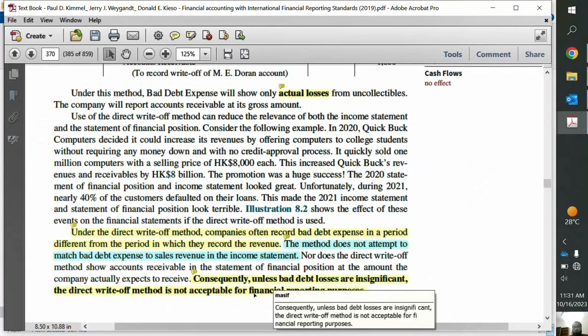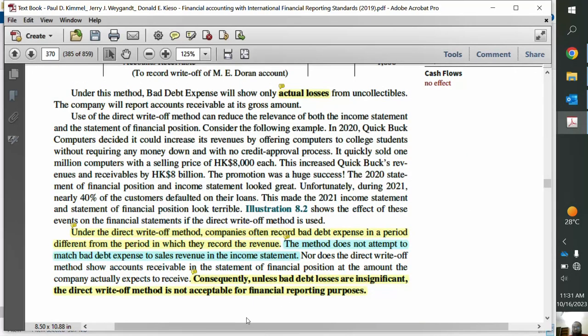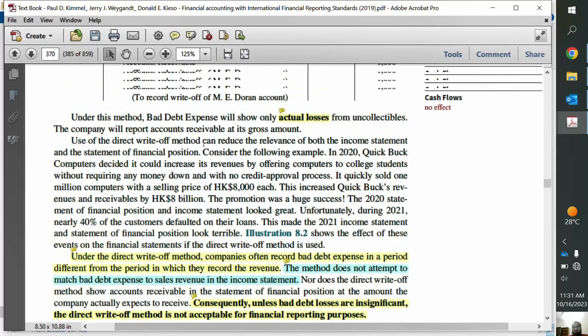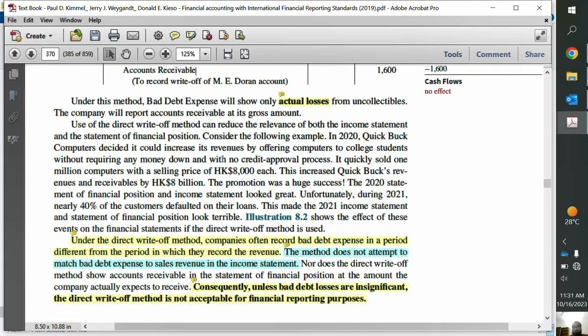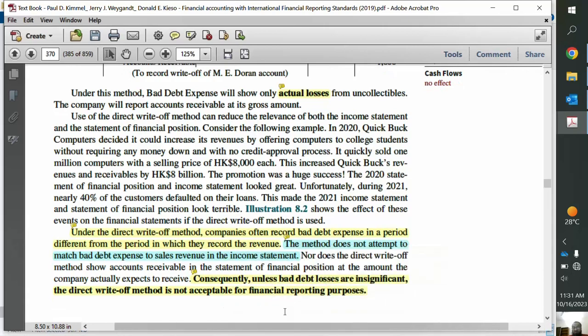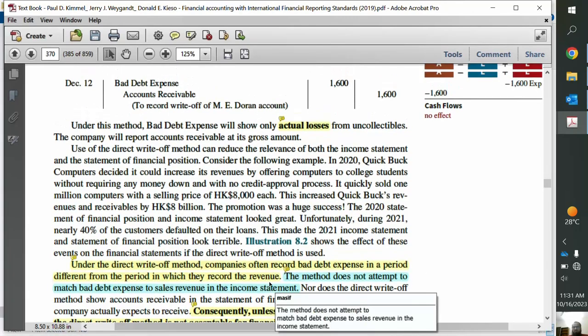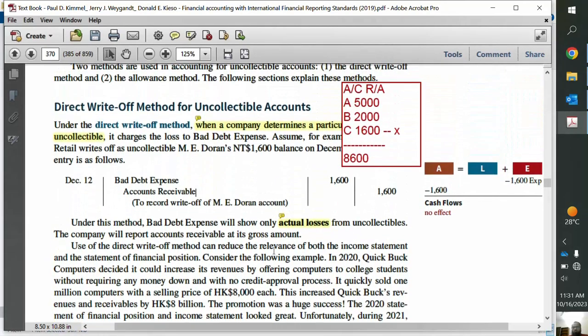So consequently, unless bad debt losses are insignificant, the direct write-off method is not acceptable. The method we were discussing is the direct write-off method. We are writing off the accounts receivable, removing it from our books by crediting it. Unless bad debt losses are insignificant, meaning if my bad debt losses are maybe 0.001% of my total receivables, then it's okay. I can do it this way as well. Accounting standards say they don't mind.